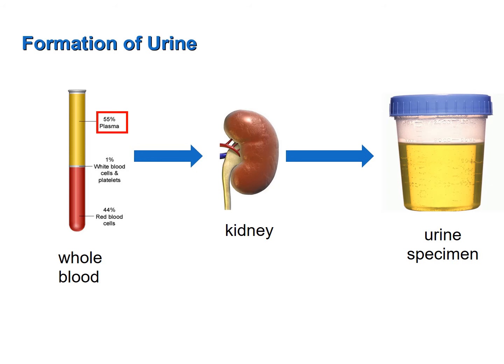And plasma is 90% water, and the other 10% are the solutes contained in plasma, such as nutrients, glucose, amino acids, ions, hormones, respiratory gases, nitrogenous waste products. All of those substances are carried in the plasma portion of blood. It is no coincidence that plasma and a typical sample of urine are very similar in color, as it is the plasma portion of blood that will be used to form urine.